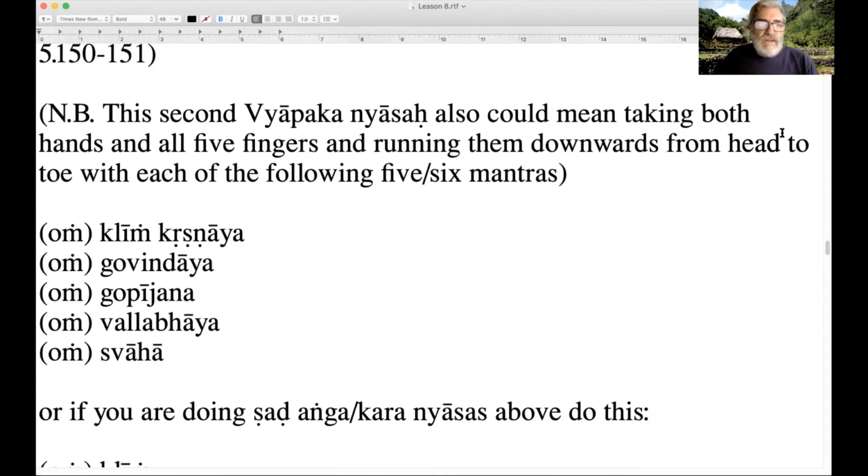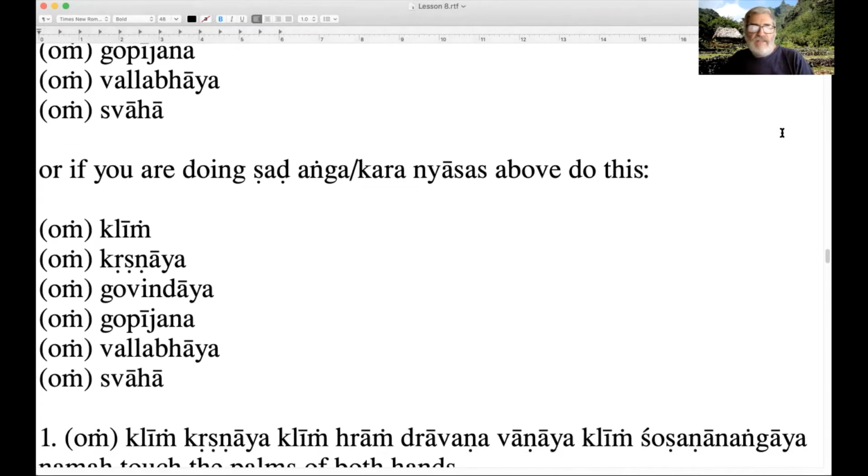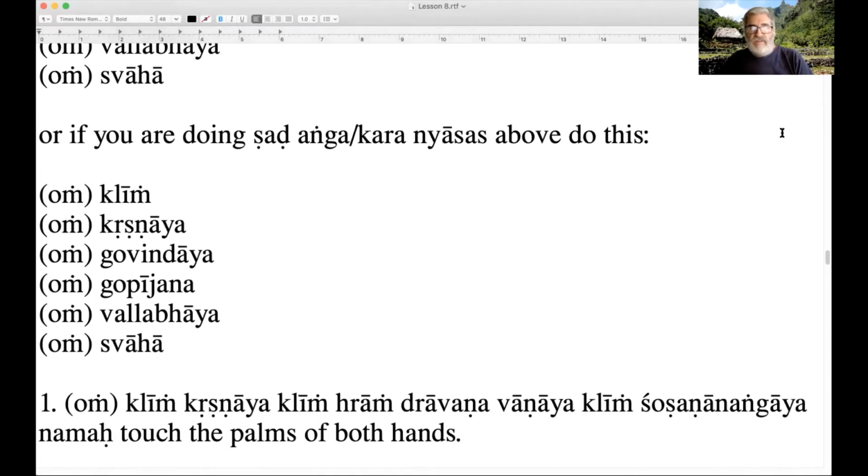So: Om Klim Krishnaya, Om Govindaya, Om Gopijanaya, Om Vallabhaya, Om Swaha. That's that type of Vyapaka Nyasa, the 5-section Vyapaka Nyasa. If we do the Vyapaka Nyasa with 6 divisions, that means we separate Klim and Krishnaya, the 2 words. So we have then 6 words: Klim, Krishnaya, Govindaya, Gopijana, Vallabhaya, and Swaha.